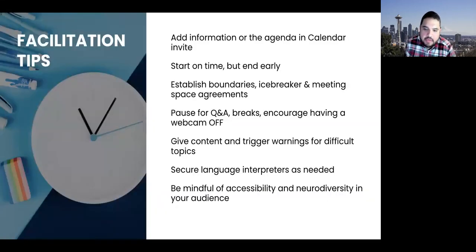So it's really important to add information on your calendar invite. That really helps people get some context rather than just sending an invite with no information on there. I always like to start on time but end early if you can. Establish meeting guidelines. If you're going to talk about difficult topics, make sure there's a content and trigger warning in there as well. Have language interpreters if needed, and be mindful of a neurodiverse audience.